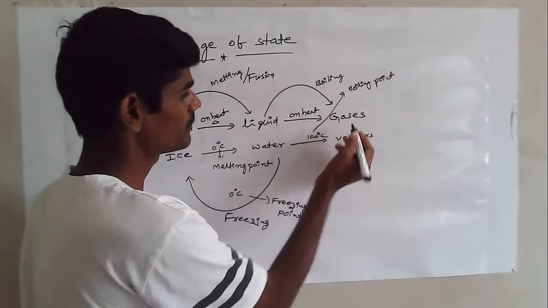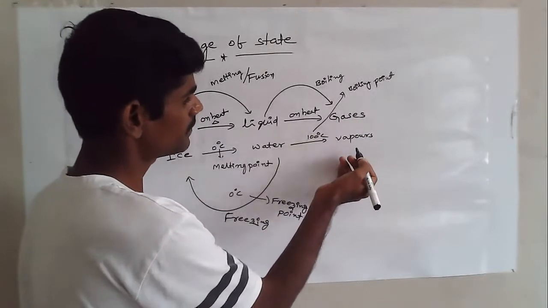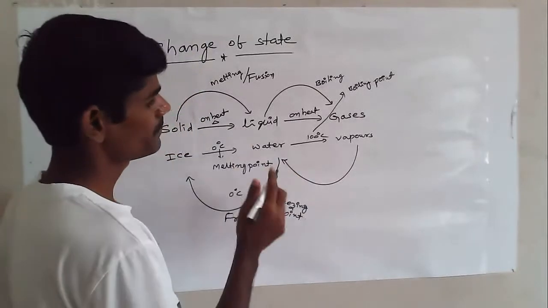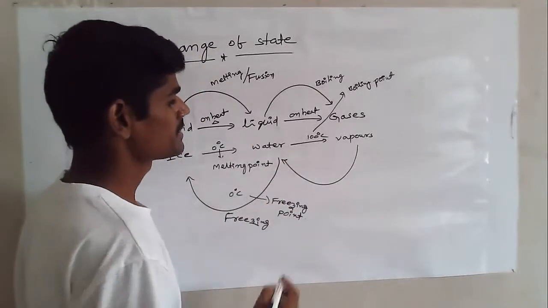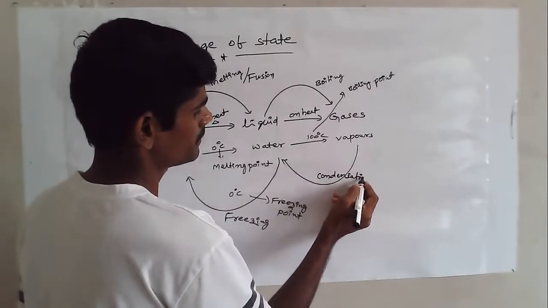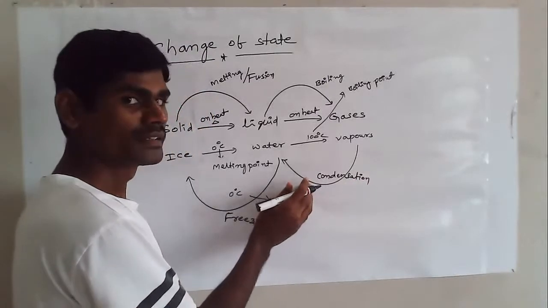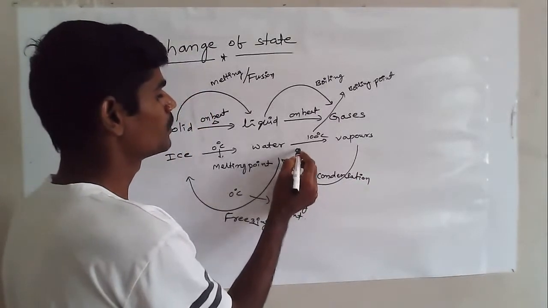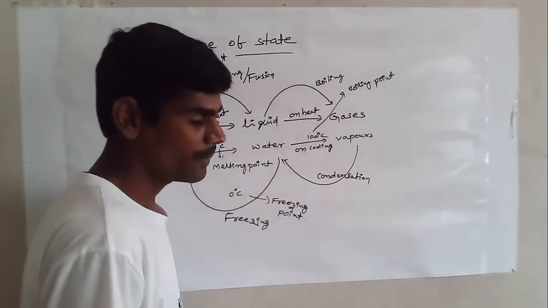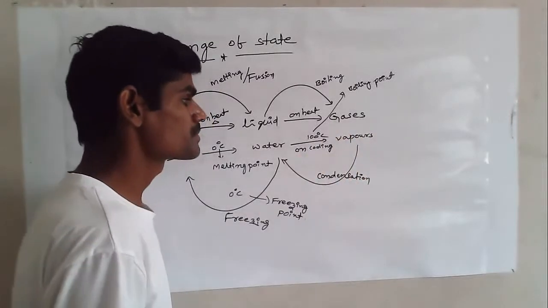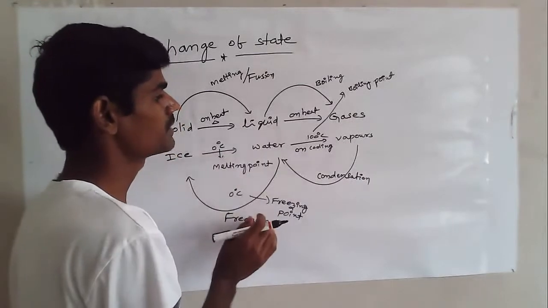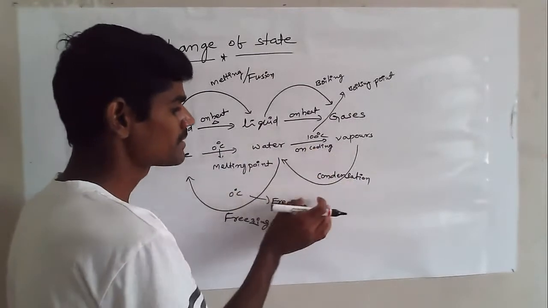In the reverse process, the gaseous state or vapors directly convert into liquid state. This process is called condensation. The condensation process can occur on cooling. When we cool the vapors of any substance, the vapors directly convert into liquid state. This process is called condensation.